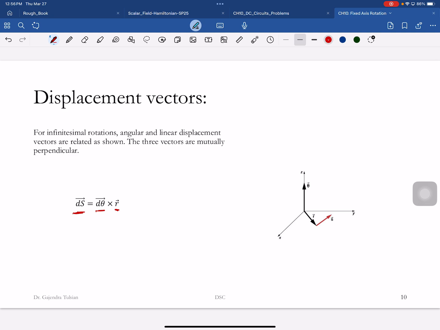So this should be d theta, and this is the infinitesimal displacement that the point went through. So this should be ds, for the point r away from the axis of rotation. This formula is valid for infinitesimal rotations. This is the infinitesimal displacement of a point that was r from the axis of rotation when the object rotated through d theta.